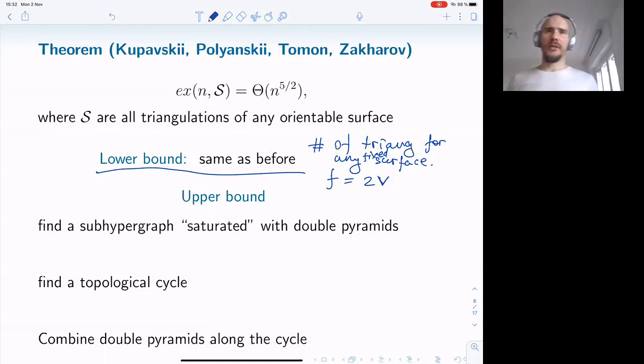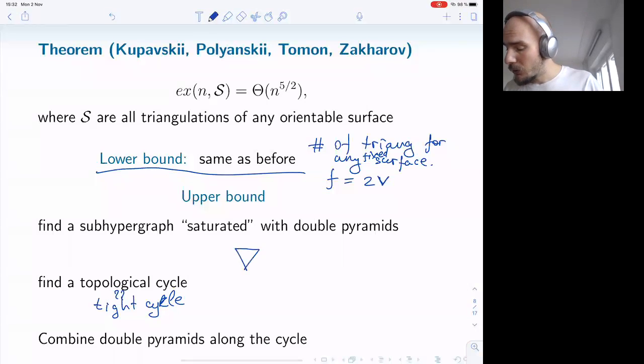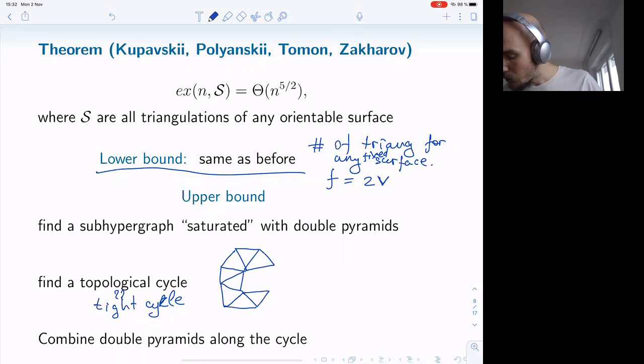saturation with double pyramids, we find a cycle in our hypergraph, what I call the topological cycle. And what is a topological cycle? This thing is similar to a tight cycle, except there is more freedom. Let me draw you an example of a topological cycle. Something like this would be a topological cycle.